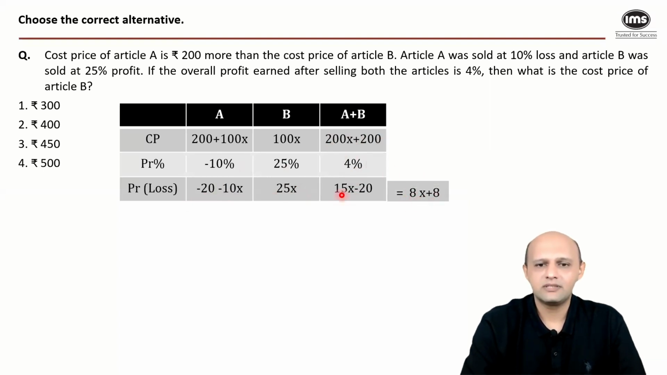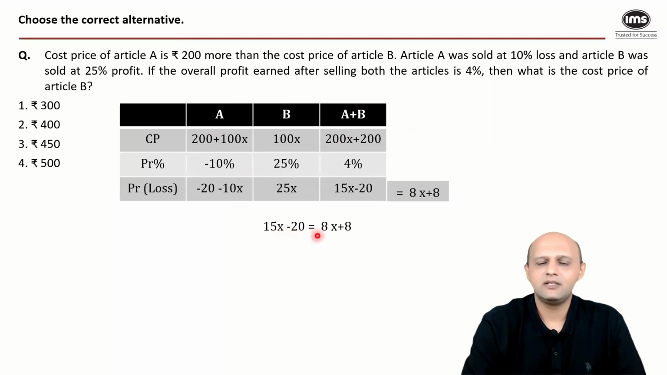Now, what you need to do is just equate these two: this one you arrive at by adding the profits of A and B respectively, or the loss for A and profit of B. And this you arrive at, 8x plus 8, by doing this computation on an overall basis, so for A plus B together. Okay. So what would this result in?